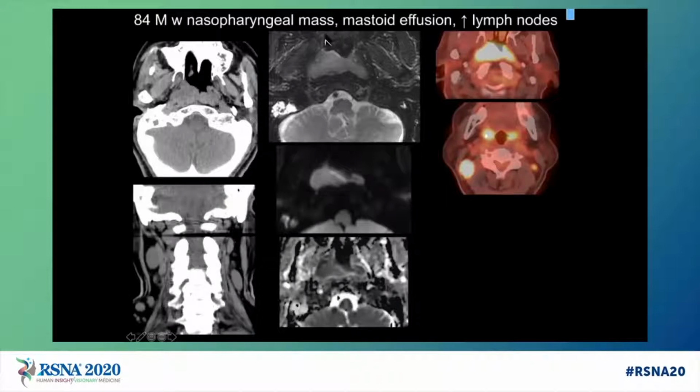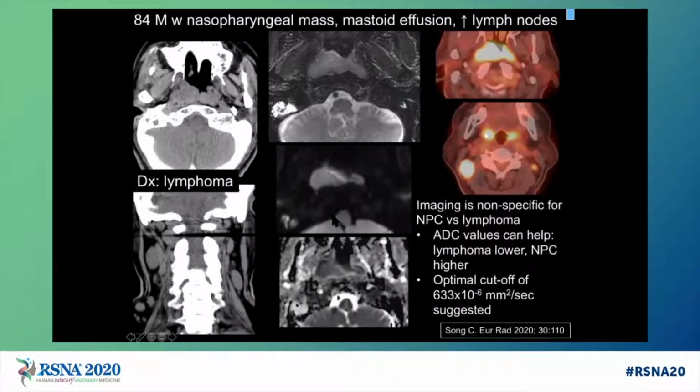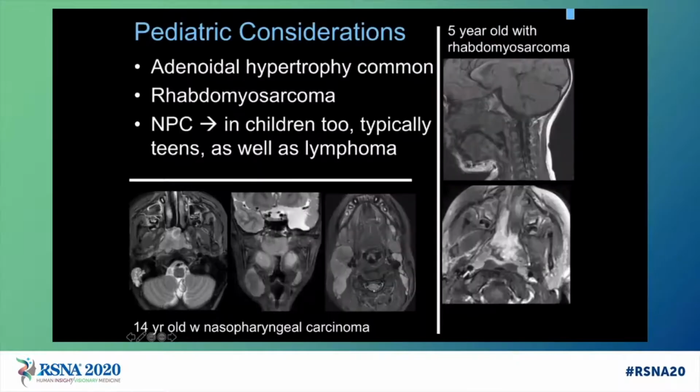Here's an older gentleman with a nasopharynx mass, mastoid effusion, cervical lymphadenopathy, but look how very homogeneous this tissue is. It's FDG avid. This is lymphoma. If we were to look at this patient's ADC map, or in particular ADC values, these have been shown to sometimes be useful in determining lymphoma versus NPC, but most of the time, an FNA does the trick.